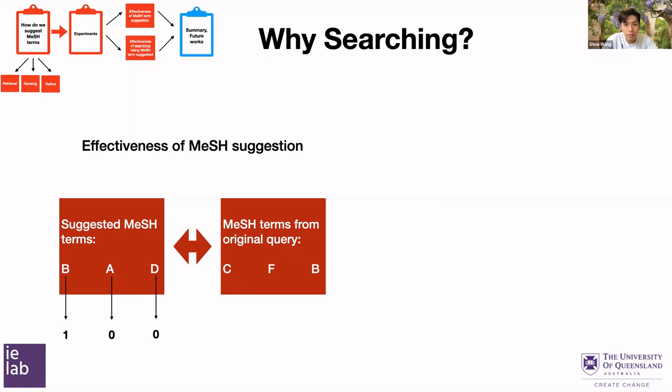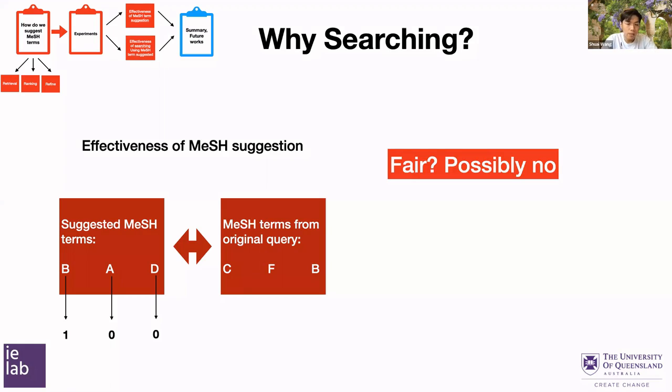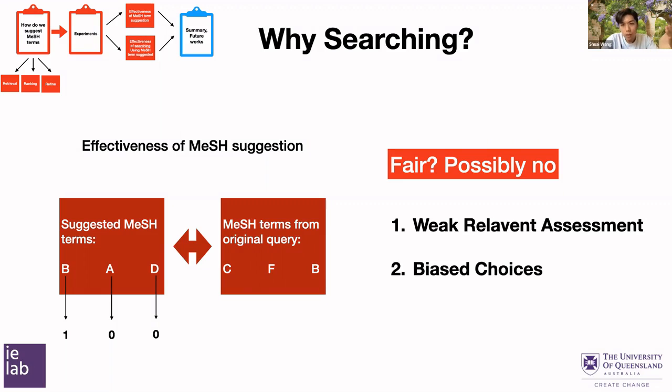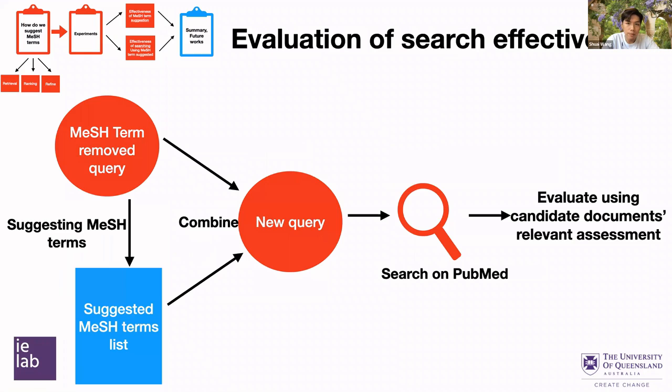But is this fair? This might not be the fairest way to evaluate this task. Why? First, because we are not 100% sure that A and D are worse compared with B. This relevance label is actually very weak and only based on the assumption that information specialists can always choose all the best MeSH terms. Secondly, the choice from information specialists can also be biased. Some terms in the suggested list may have the same effect as the original terms, but just haven't been chosen by the information specialists who constructed the original query.